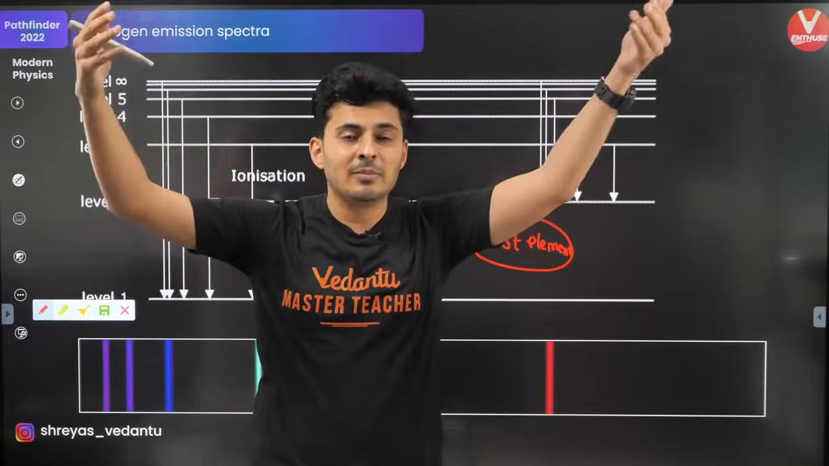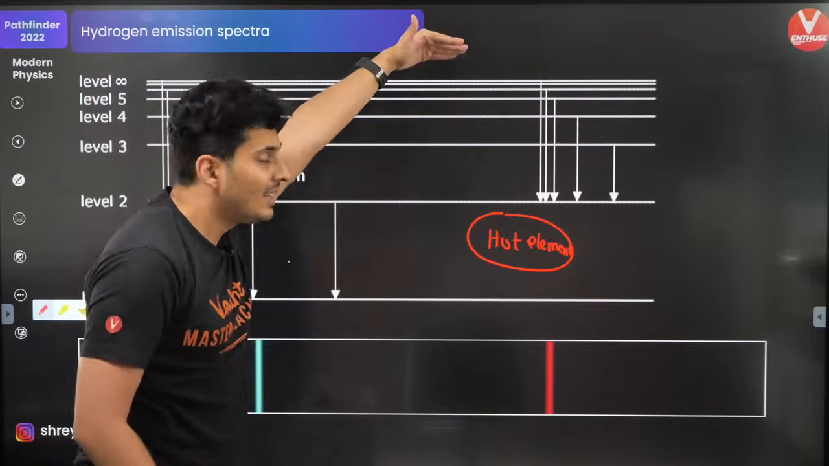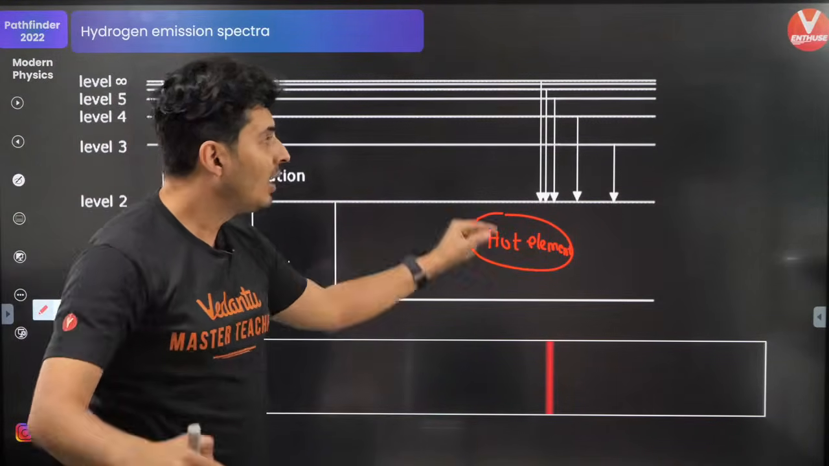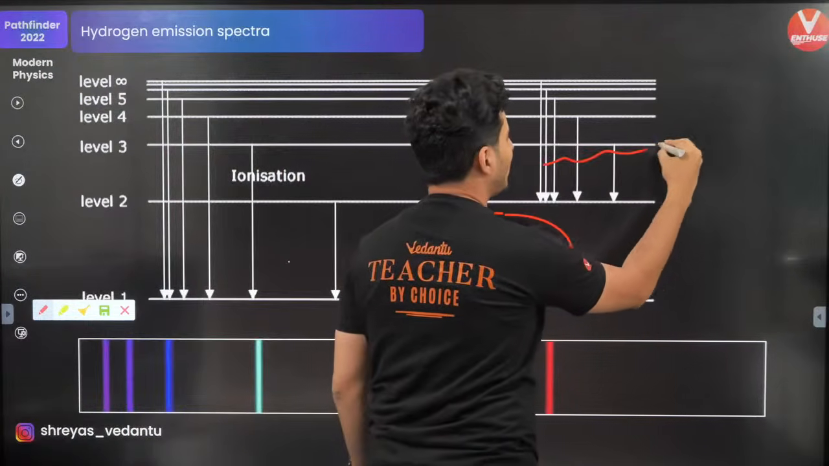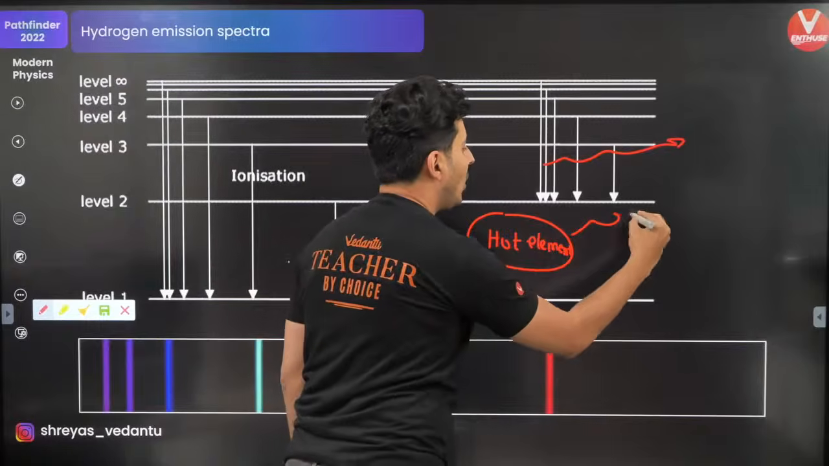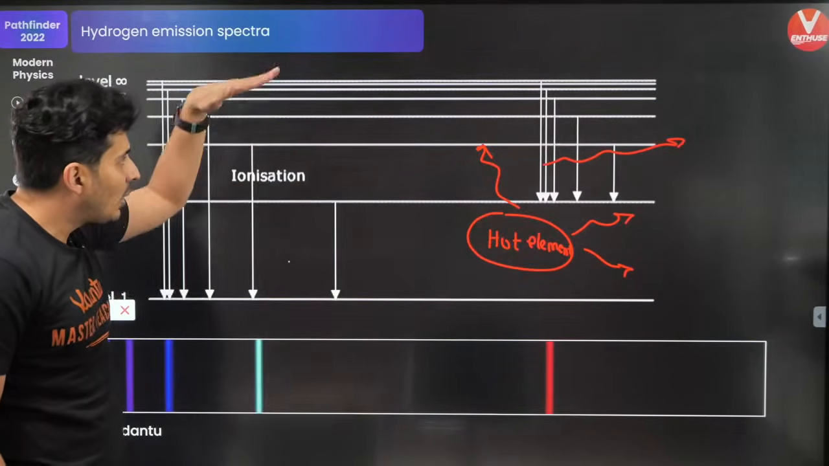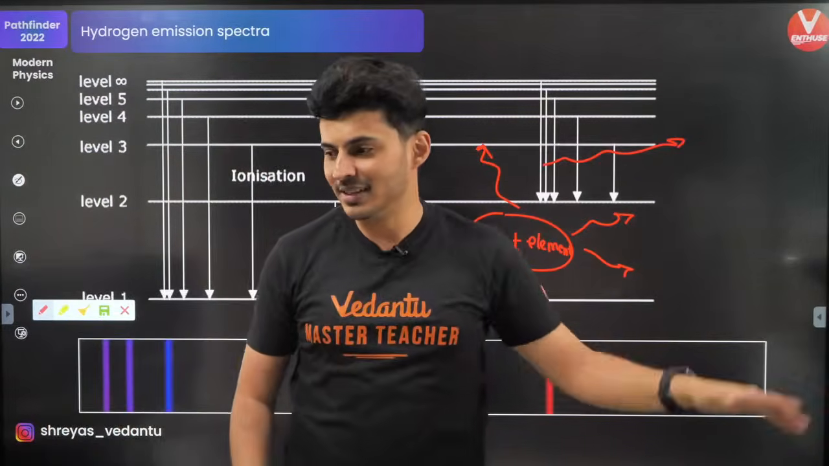So the atom, basically that electron becomes de-excited, and when that electron becomes de-excited, what will happen? A photon will be emitted. Yes, a photon will be emitted. So this hot body will emit photons when the electrons jump from high to low, high to low, back to its ground state.